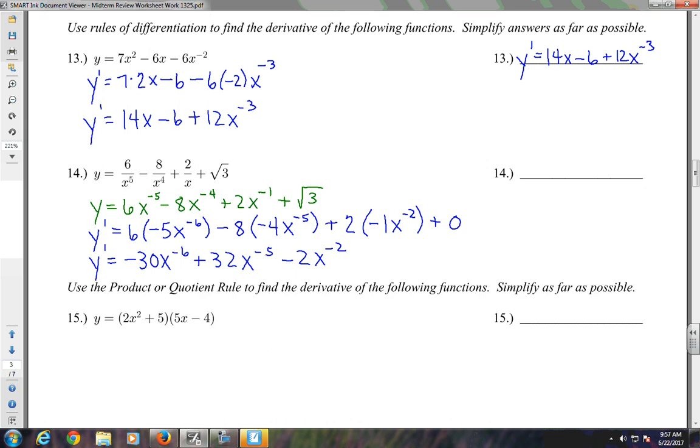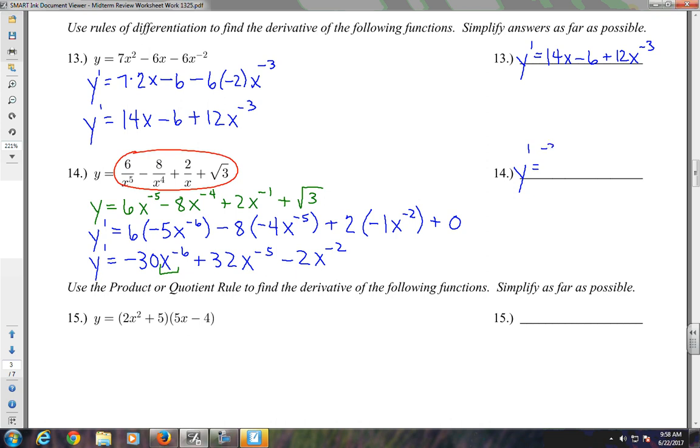However, it's a good practice to always strive to put your answer in the same format that the original function was presented in. In my answer currently, I have negative exponents, but in the original presentation of the function, we had fraction form. So I'm going to go back and put each of these terms in fraction form when I report my answer. Notice in this first term that exponent negative 6 only applies to the x. So that's the only part that's going to move into the denominator.